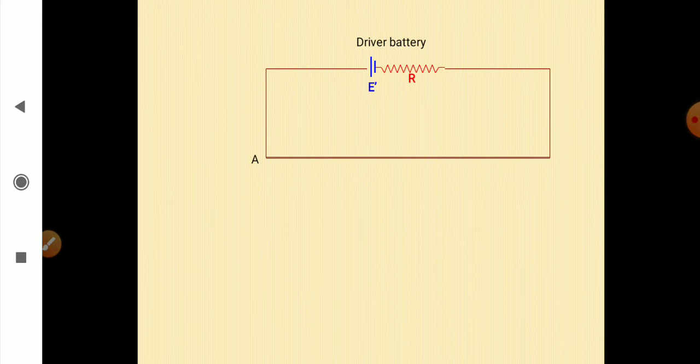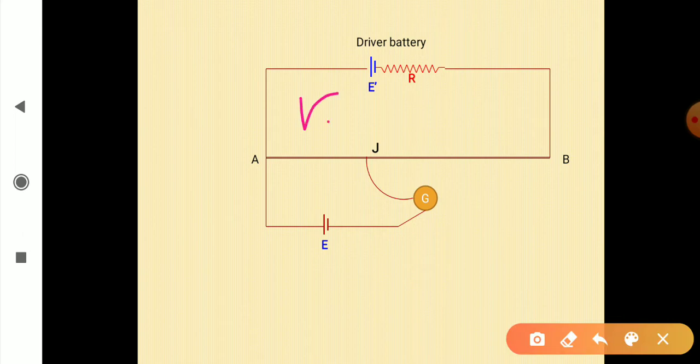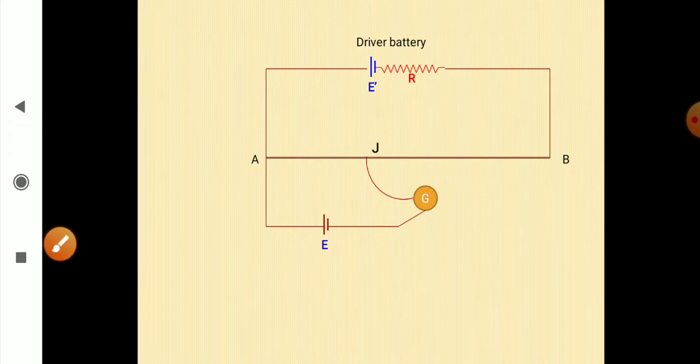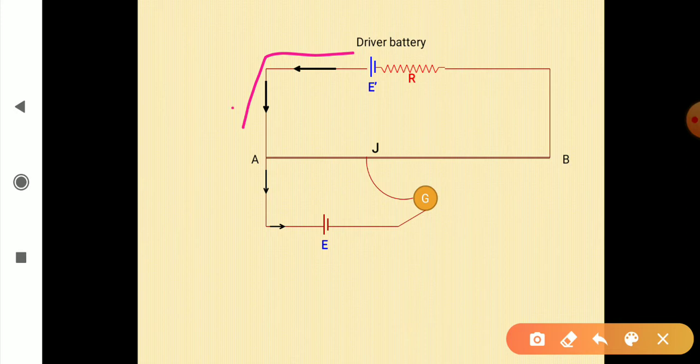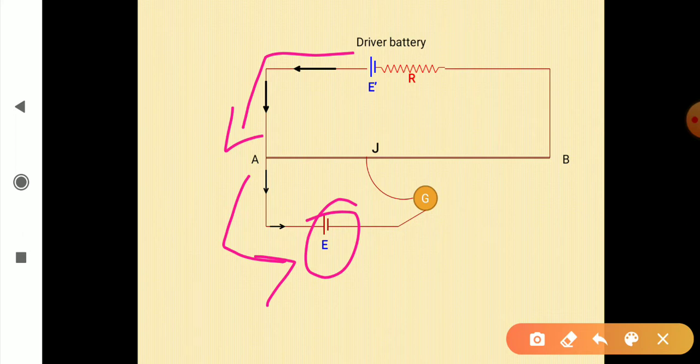Now, another possible situation, the same circuit, but here we are taking a different situation. See, now here what is happening is, we will take the potential difference between A and J, this potential difference, as greater than E. So let's see what we get. Look at it. The current is coming from the driver cell and current is going into this cell. Just the opposite. In the previous case, current is coming out of it.